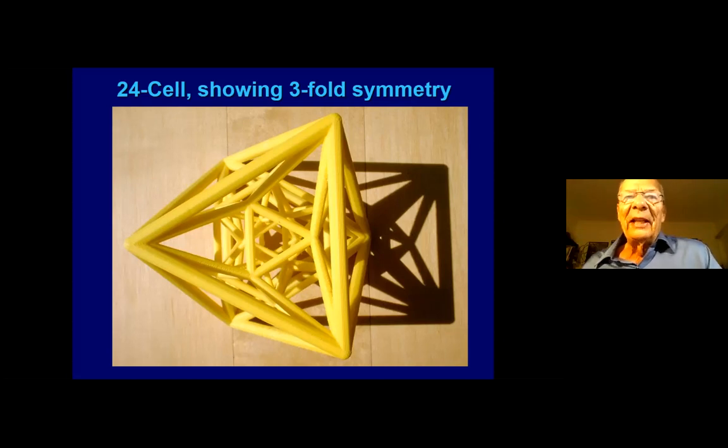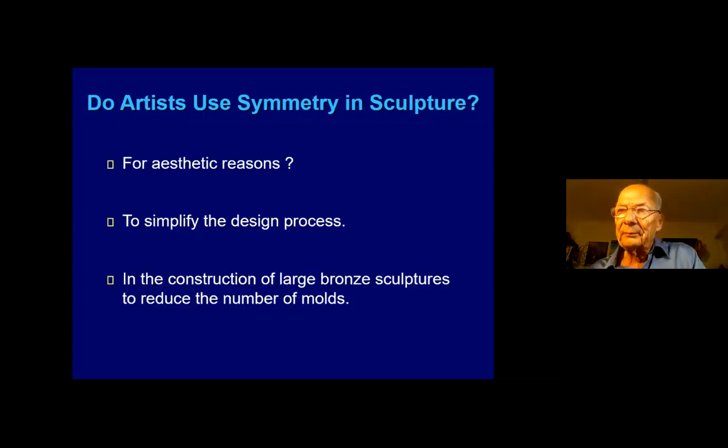Okay, for the moment, I think this is enough about the power of geometry and symmetry. Now let's talk a little bit about beauty. Let's explore to what degree real artists use or exploit symmetry when they create geometrical sculptures, perhaps to enhance the aesthetics, or perhaps to simplify the design process, and also to reduce the number of molds in the construction of large sculptures. Here are some examples.